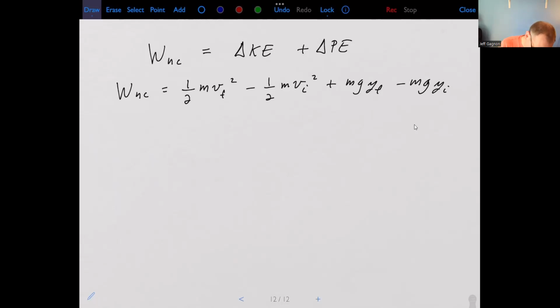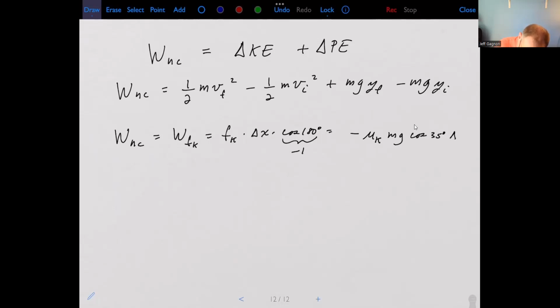Okay, the work done by the non-conservative force, which is the work done by the frictional force, is equal to the frictional force times displacement times the cosine of the angle between them. But the angle between them is 180 degrees, right? And remember, the cosine is -1, so this is going to be negative. F_k was mu k mg cosine 35, so this is mu k mg cosine of 35 degrees, and then also a times delta x there. So that's the work done by the frictional force, which was the non-conservative force.